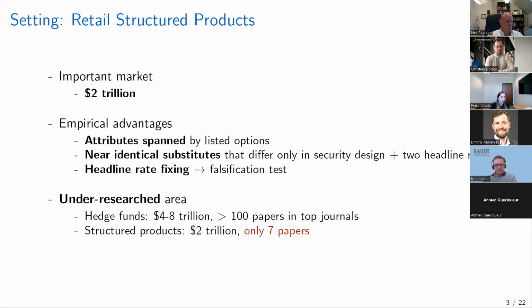The third reason I'm focusing on this area in my research agenda is because I believe it's hugely under-researched. To give you one benchmark, I take the size of the industry and compare it to the size of the academic literature. Hedge funds would be 2 to 4 times larger than retail structured products, and we have more than 100 papers in top journals that use the word hedge funds in the title. When it comes to retail structured products, we have only 7 papers, of which about half is written by Neil, and I'm also contributing to this literature.